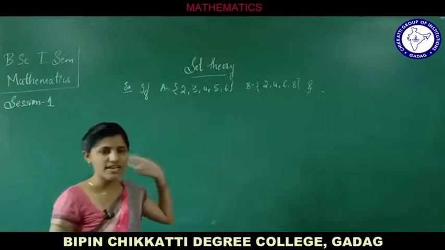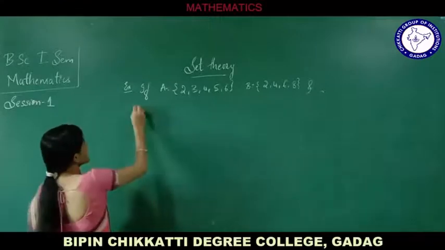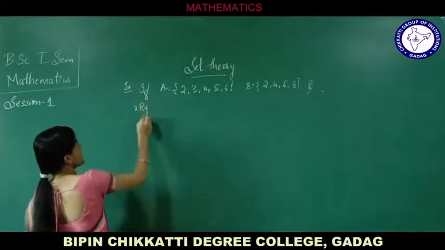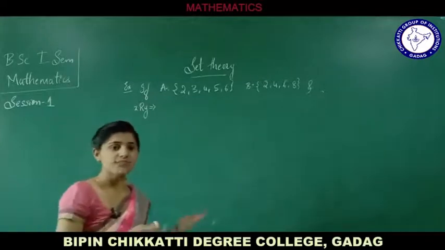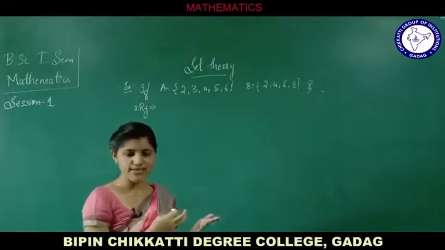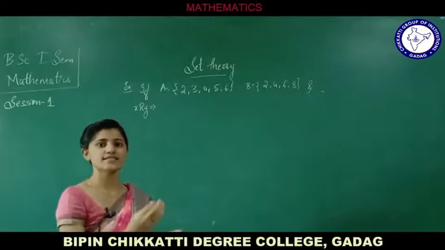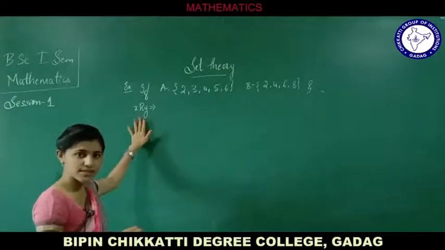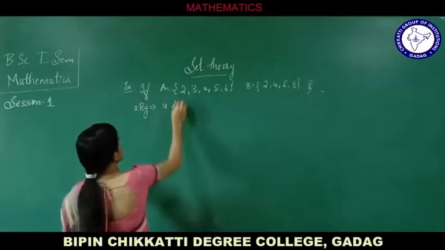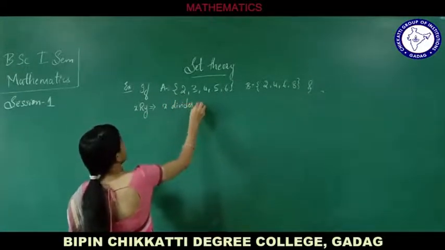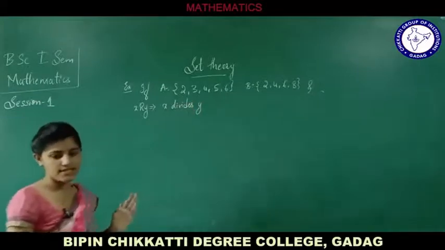That is how we can say x is related to y. X is related to y implies what, and how is it related? It is related in such a way that x divides y. What is the relation here? The relation between x and y is that x divides y. This is the relation we have.